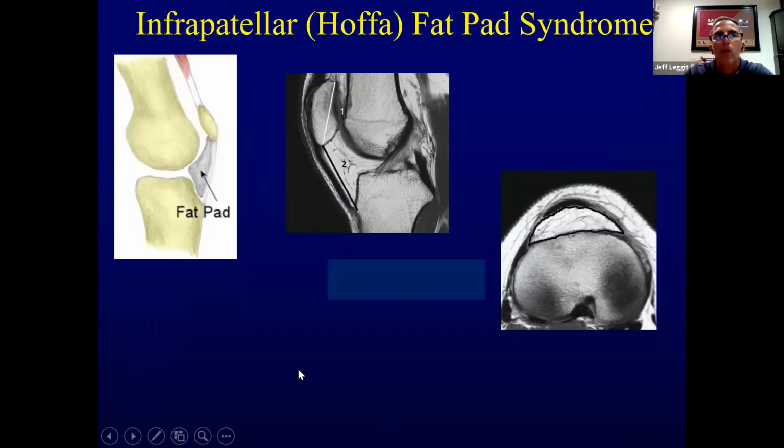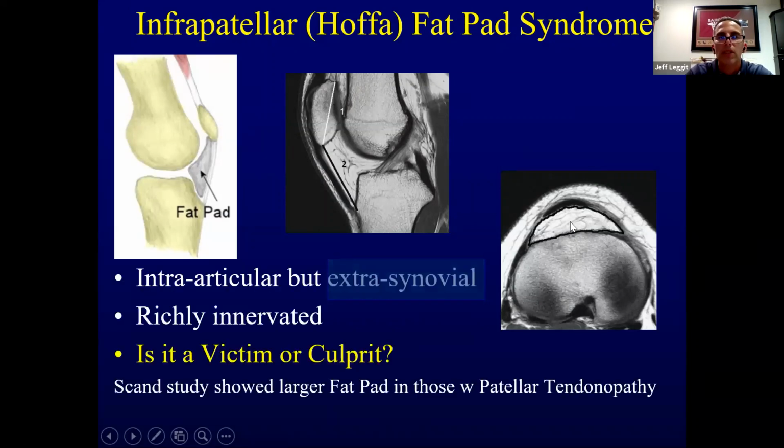And then finally, with infrapatellar or Hoffa's fat pad syndrome. Here's the fat pad underneath the patellar tendon, and here's a T1 MRI where you see the fat pad here, and here's also a T1 MRI with the fat pad there. It's intra-articular, but kind of extrasynovial. But what you need to be aware of is it's really enriched with nerve fibers, and so if it's irritated, it really can cause a problem.